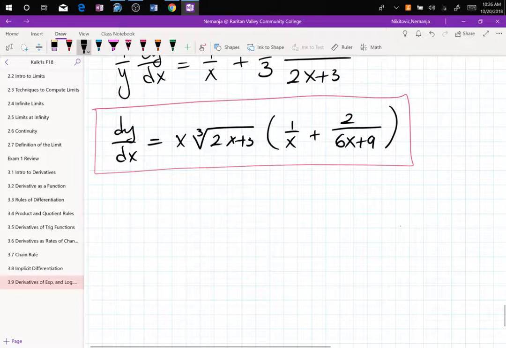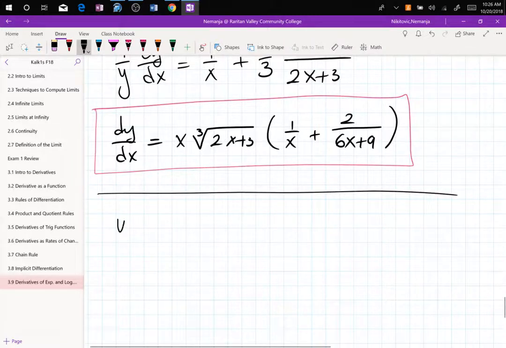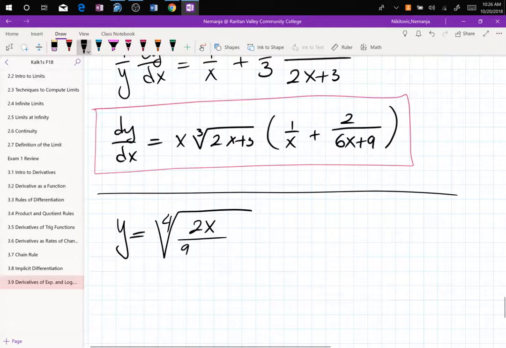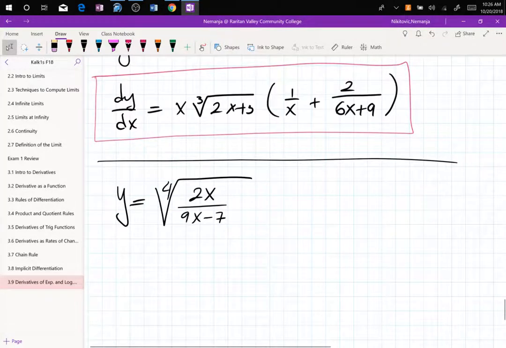Bring it on. So y equals the fourth root of 2x over 9x minus 7, and underneath bracket. Yeah. We're good? Perfect. It's not showing.